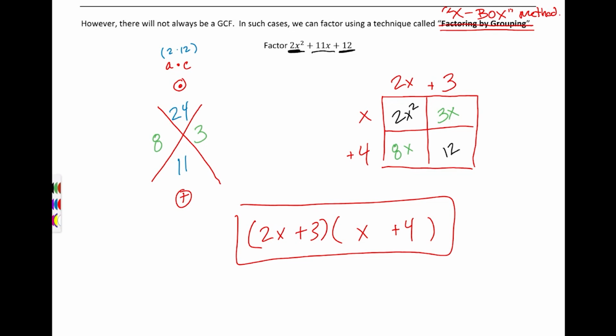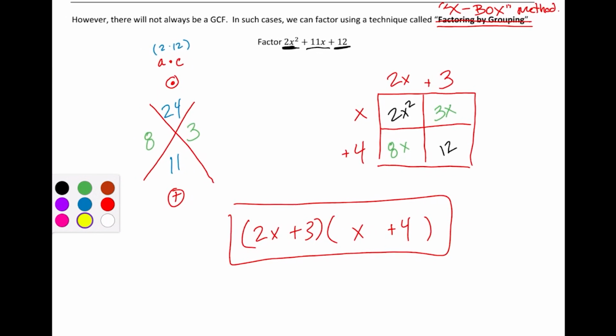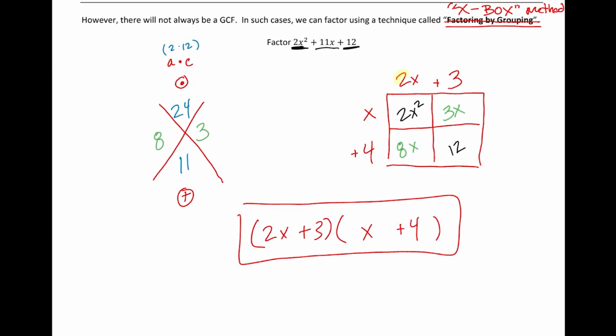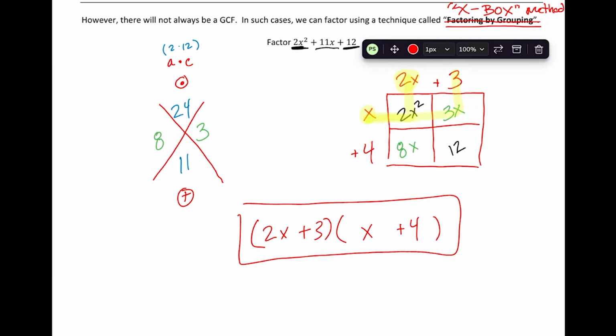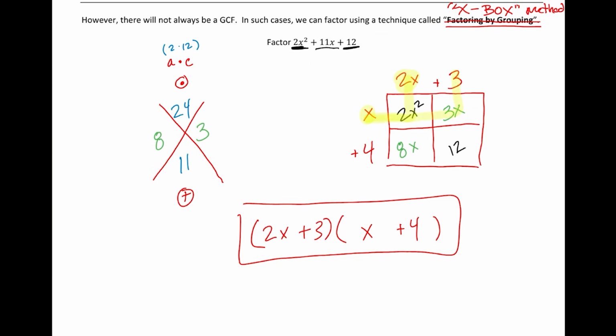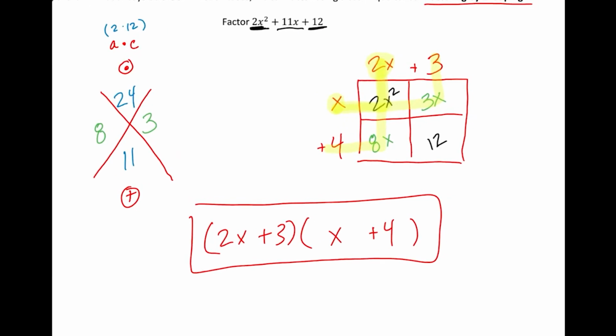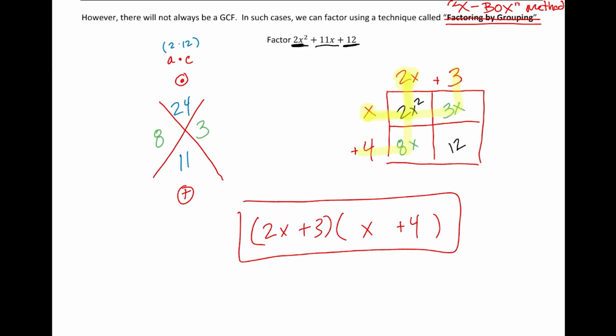For instance, 2x times x. Does that equal 2x squared? Sure, yeah. 3 times x equals 3x. That checks out as well. 2x times 4 is 8x. That works. And 3 times 4 is 12. So, you could check each one of those multiplications just to make sure everything falls into place. And if everything seems to check out, you did it right.